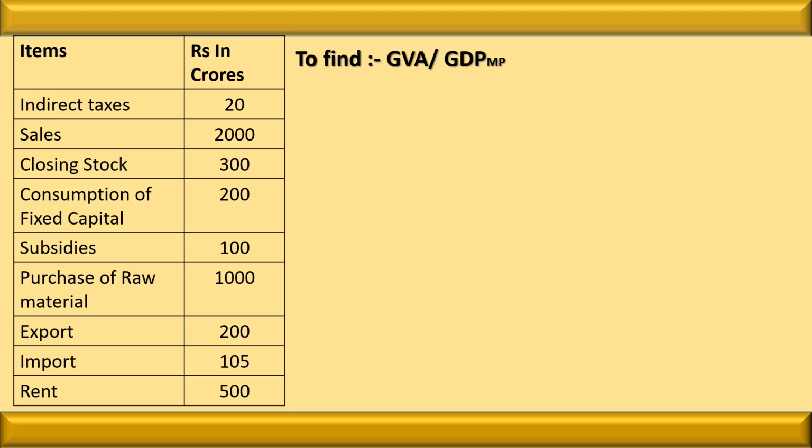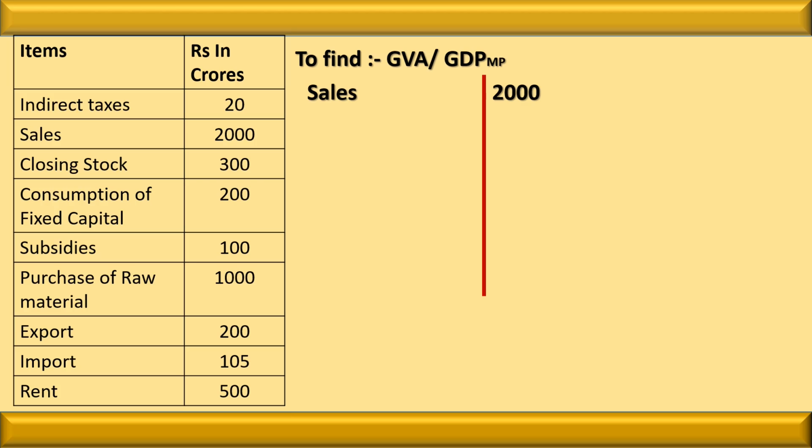What we have to do? We have to find out GDPMP, GVA. Firstly, we have to draw the format, and after drawing the format, we have to put the value. The very first thing that we have to do is write down sales. What is the value of the sale? Here we can say the value of the sale is 2000.